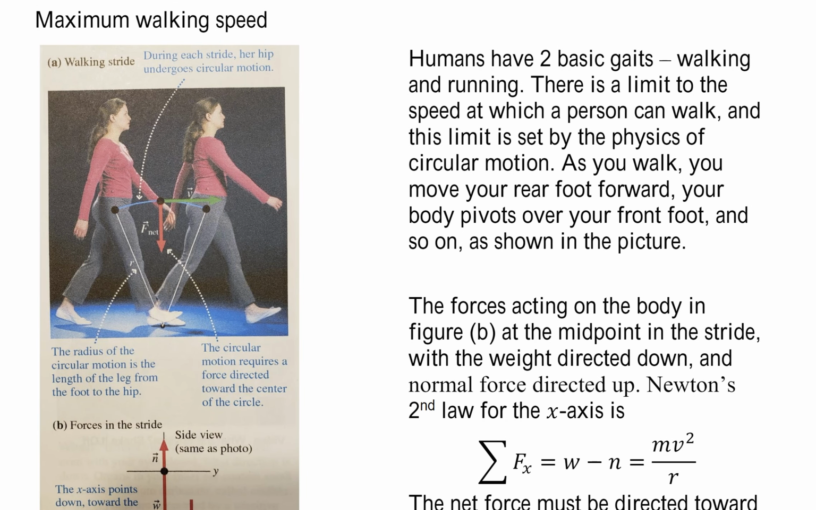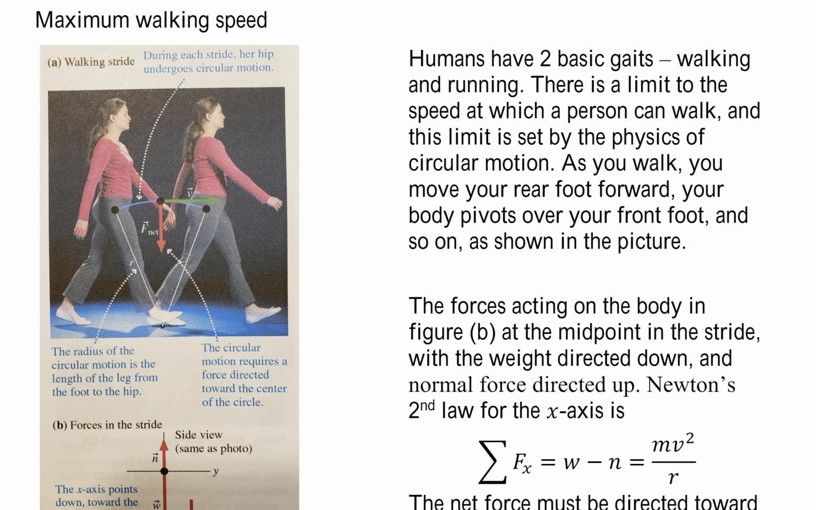Okay, we're getting there a little bit more. Maximum walking speed. So humans have two basic gaits. A gait is like a tempo to the way that you walk. So you can walk and you can run. So how fast can you walk? There actually is a limit to the speed at which you can walk. And this limit is set by the physics of circular motion.